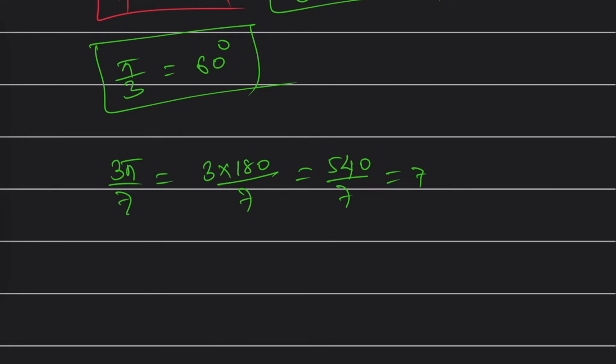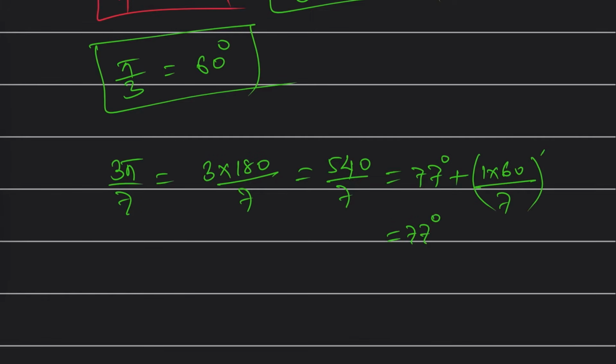7 sevens are 49. 5 is left, again 50, again 7 sevens are 49. 1 left. So 1 left means up to here it is degree. Whatever 1 is left here, I will multiply this 1 with 60. Why? I will let you know. First let me do this. Sir, I multiplied with 60. I am writing here plus, and 1 into 60 by 7. Now this is going to be written in minutes. I'll tell you why I am writing minute.